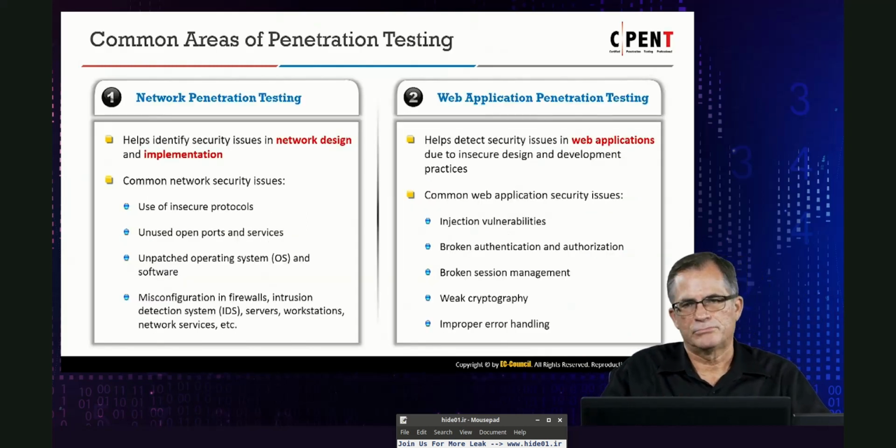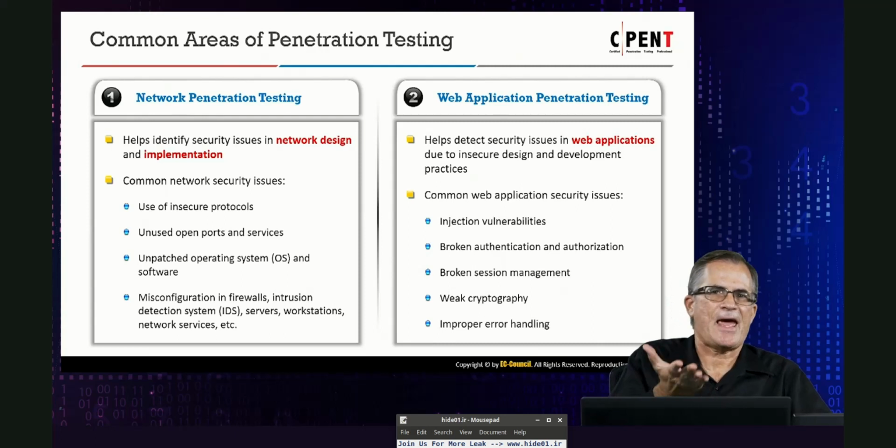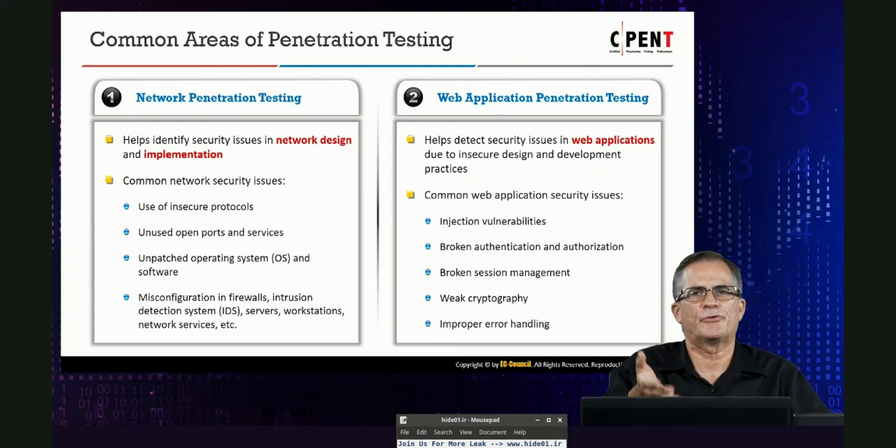Network penetration. Self-explanatory. We're looking at the network. We're looking at that attack surface from ports. What ports are open, what services are running, and can we leverage that to get an attack? And since it's network, we're going to have the firewalls, the routers, anything that's connected to the network that could be misconfigured. So we look at misconfiguration.